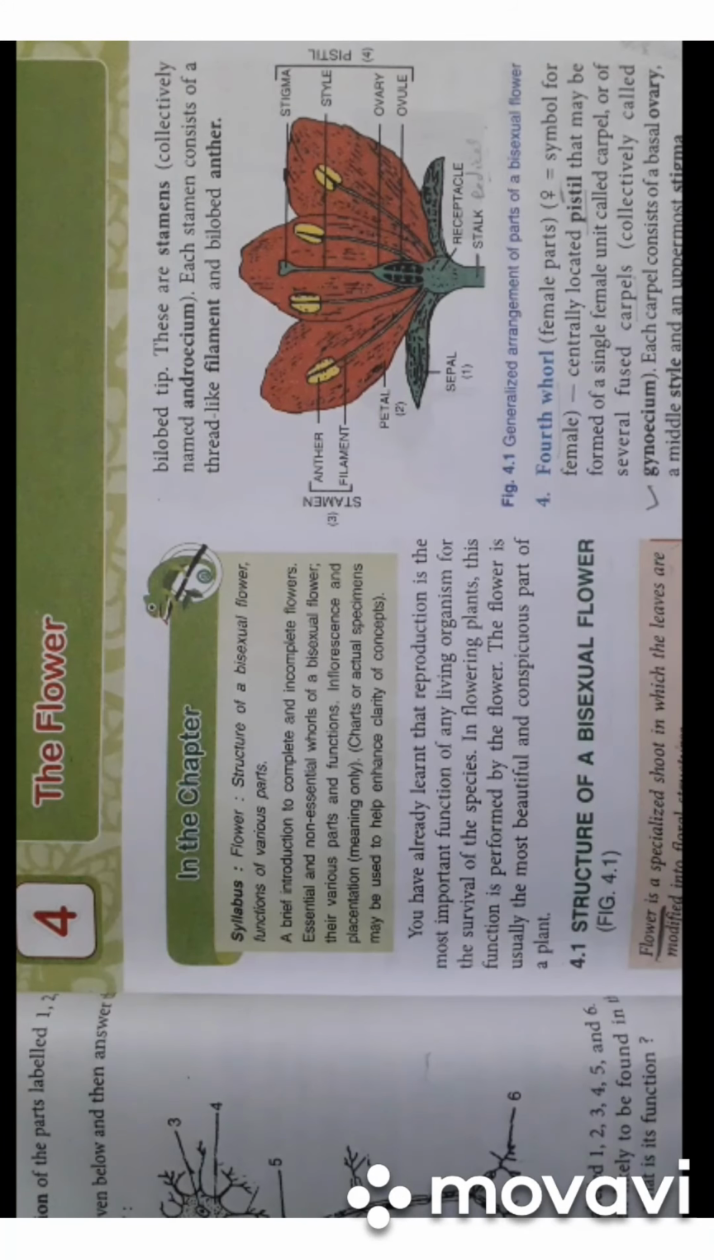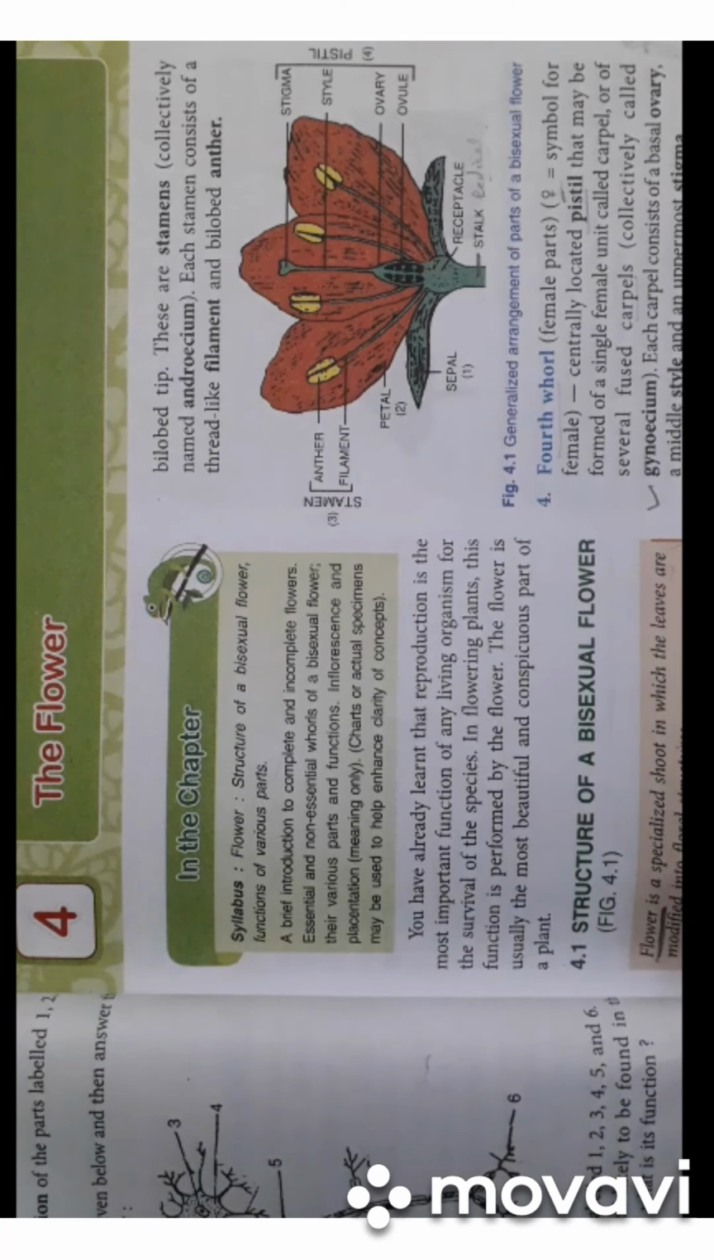Welcome back, students. Now let us start the next chapter, chapter number 4, the structure of a flower. So you have read earlier in class 8 the structure of flower and learned the diagram as well as the terms related to it, and in this chapter we will study it in a little more detail.